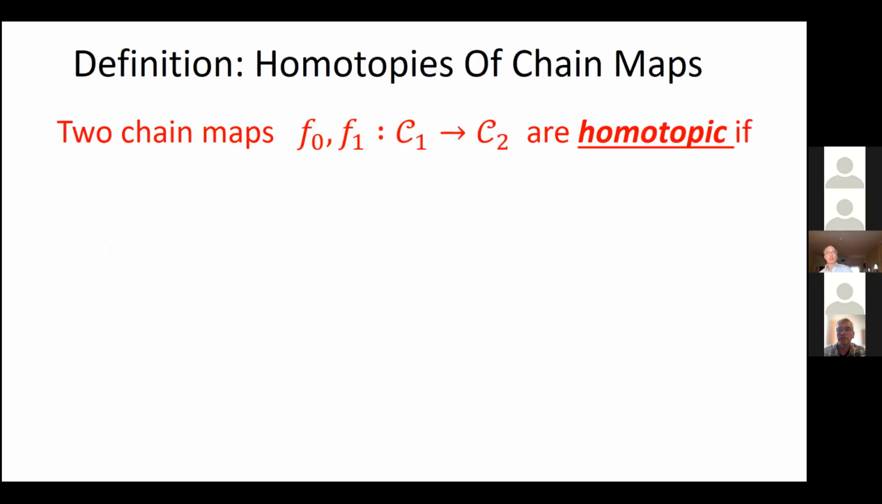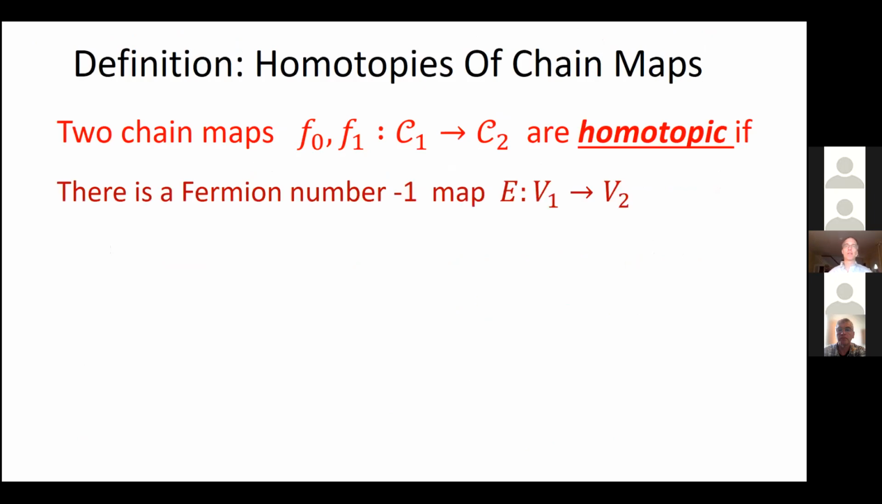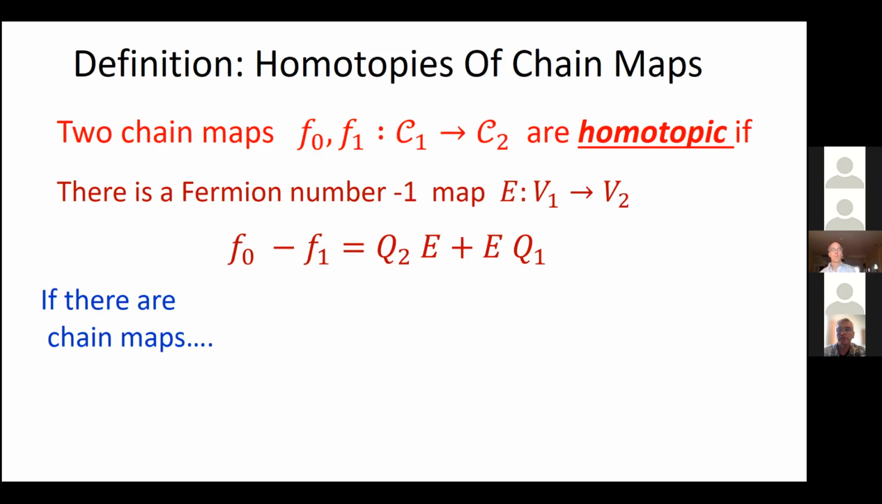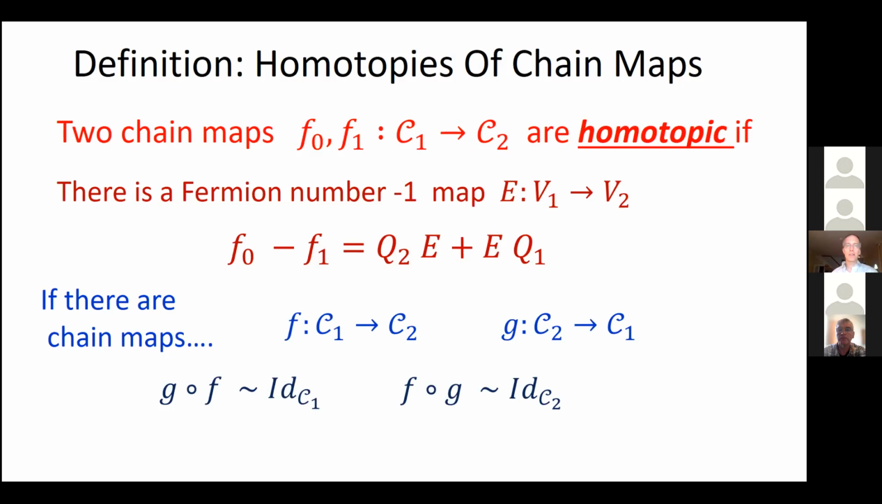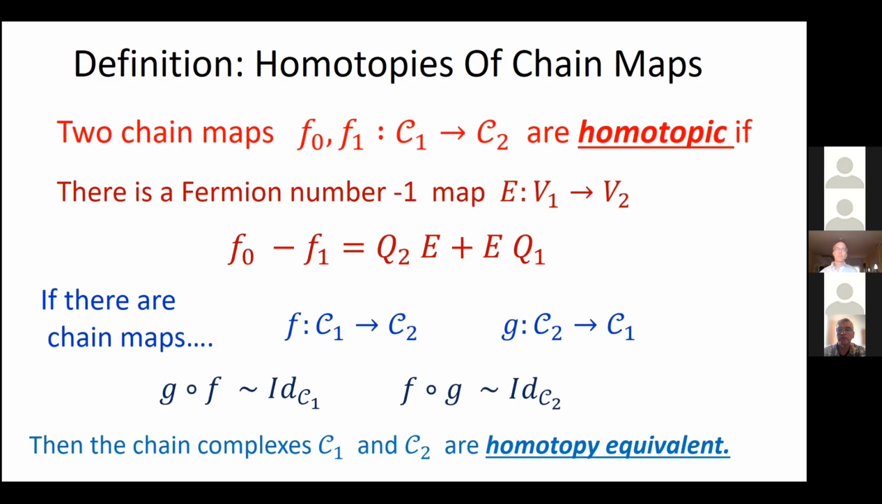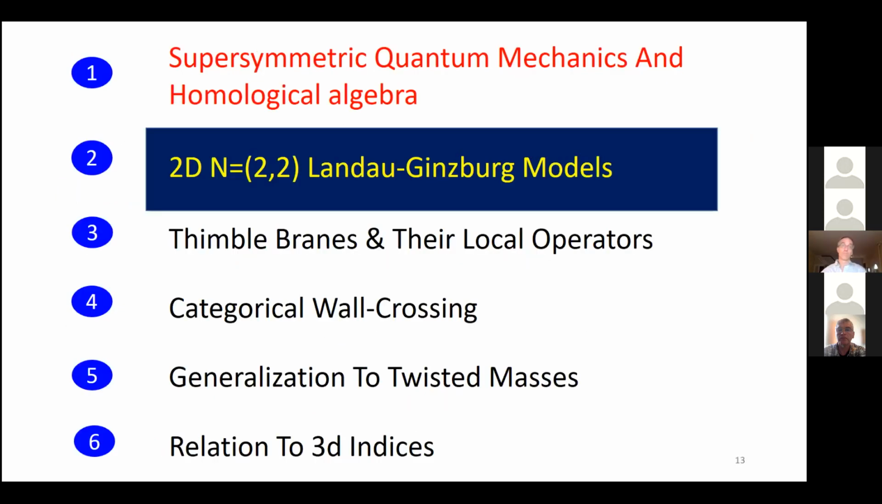Okay, and so let's recall that two chain maps are homotopic if there's a fermion number minus 1 map from V1 to V2, such that the difference of the two chain maps is Q exact, by which I mean this equation here. And now if we have chain maps going both ways, whose composition both ways is homotopic to the identity chain map, then we say that the chain complexes are homotopy equivalent. And so homotopy equivalence is going to be pretty important to this talk.